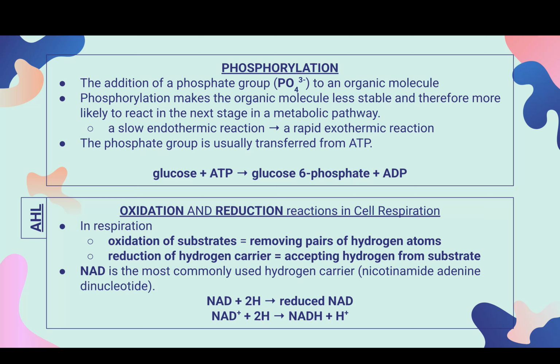So you're adding a phosphate, and ADP, which is where one of the phosphates comes off. So ATP becomes ADP because ATP is adenosine triphosphate and ADP is adenosine diphosphate, which basically means that it gets rid of one phosphate to add it to the glucose to make it less stable so that it can react. Okay, this might be HL as well.